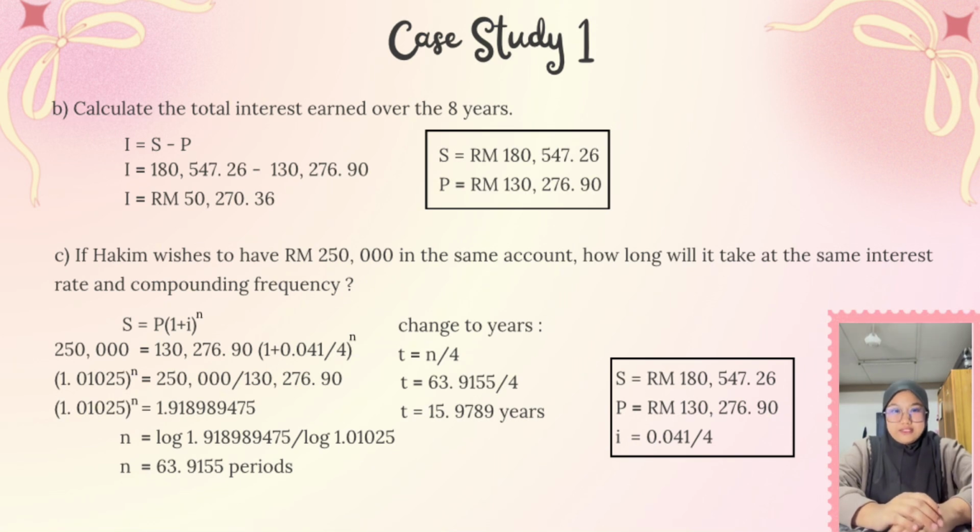To do that, we use logarithm. So N equals log of 1.918989475 divided by log of 1.01025. When we calculate this, we get approximately 63.9155 periods. Because the interest is compounded quarterly, we must convert this into years. So we divide 63.9155 by 4. This gives us about 15.9789 years. So the time needed to reach 250,000 ringgit is approximately 16 years.